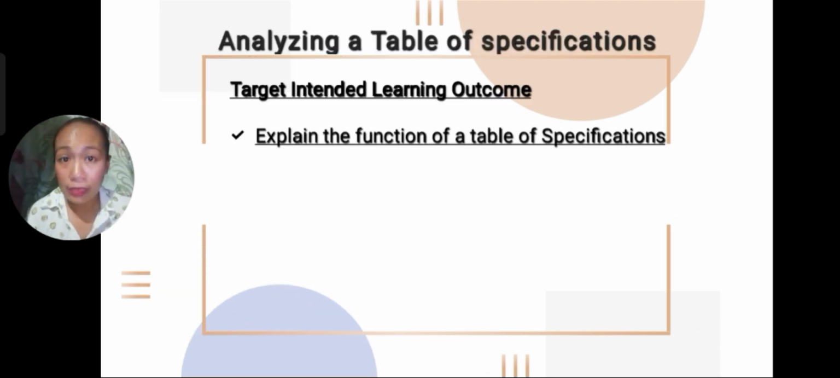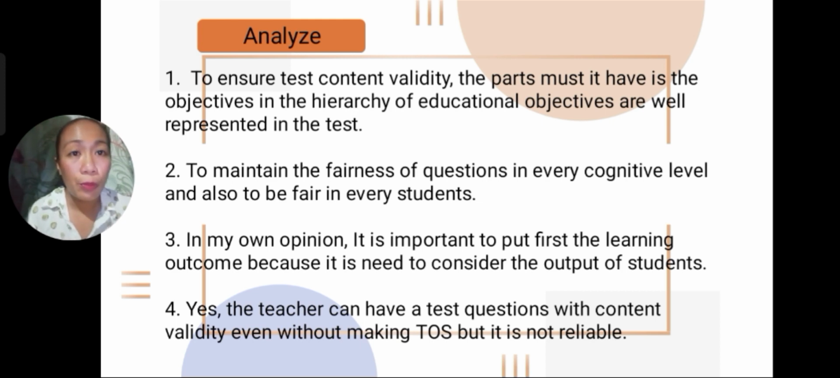So now we proceed to analyzing a table of specifications. The target intended learning outcome is to explain the function of the table of specifications. So we proceed to analyze. To ensure test content validity, the objectives in the hierarchy of educational objectives must be well represented in the test.